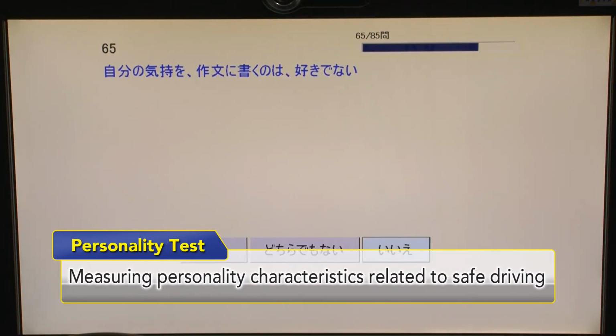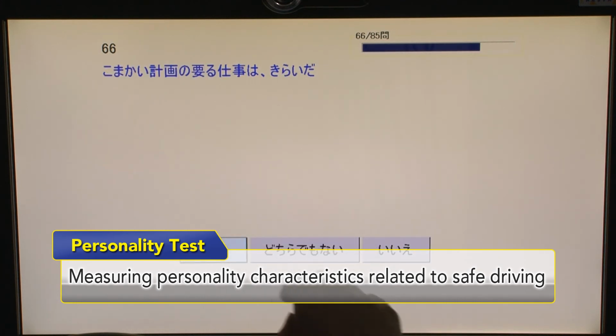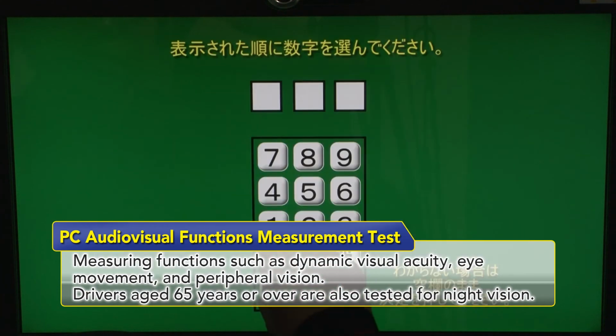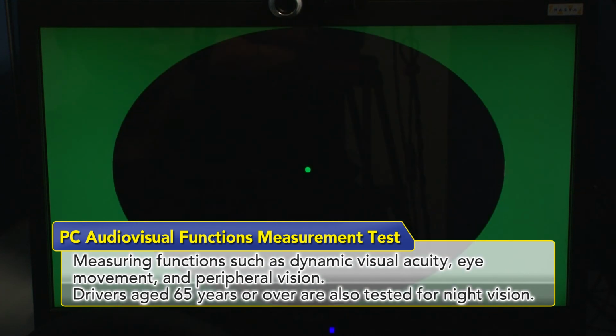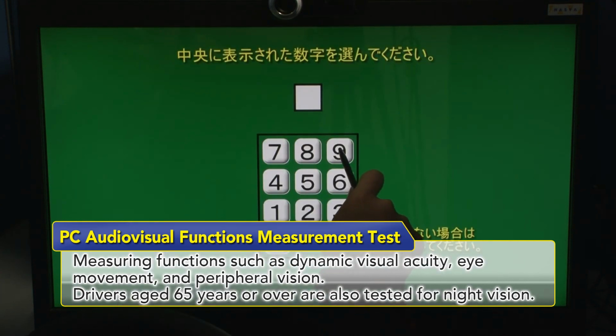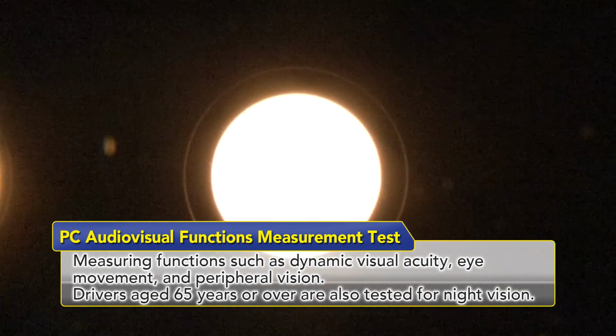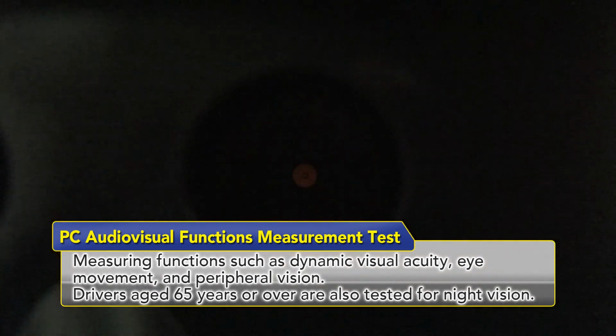The second test is the Personality Test. This test measures personality characteristics related to safe driving. The third test is the PC Audio-Visual Functions Measurement Test. This test measures functions such as dynamic visual acuity, eye movement, and peripheral vision. Drivers aged 65 years or over are also tested for night vision.